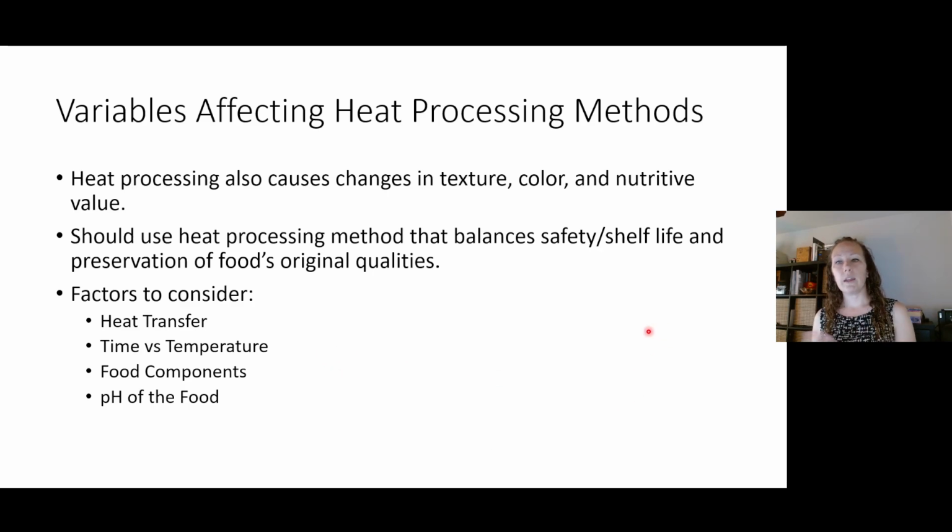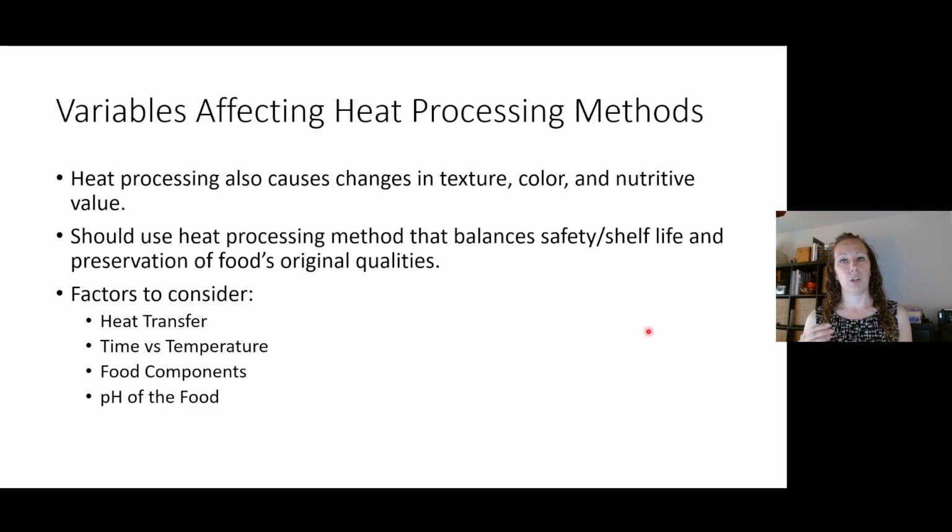So what affects what heat processing method that we choose, kind of separate from what I just talked about. We're going to go through the four main variables that affect our heat processing method. Okay, and keeping in mind that heat processing is going to cause changes in texture of foods. Okay, the higher the heat, the more mush, softer your food gets.